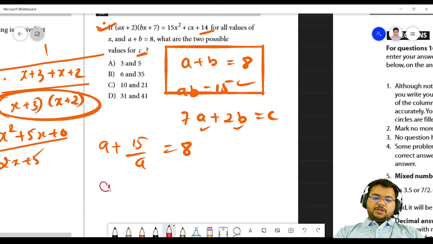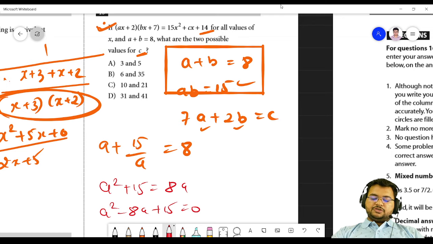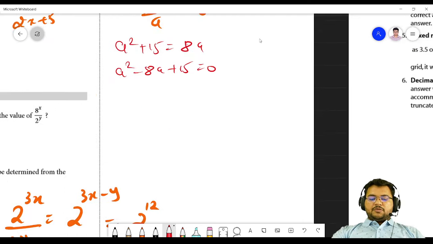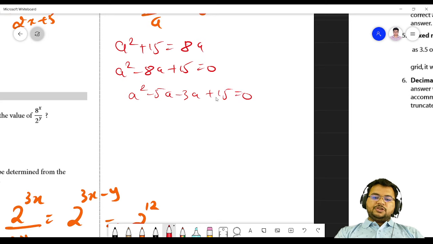Okay, so it will be a square plus 15 equals 8a. So a square minus 8a plus 15 equals 0. This is a quadratic equation, so splitting the middle term, it will give us a square minus 5a minus 3a plus 15 equals 0. So here I will get a equals 5, 3.